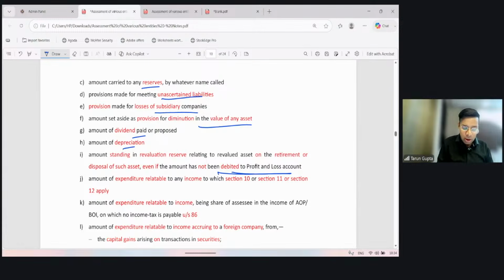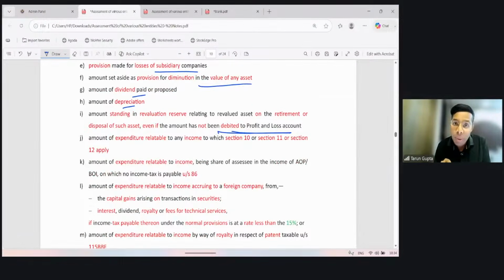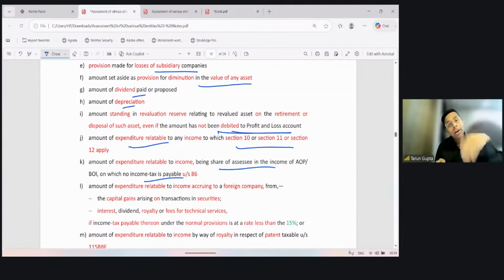Now, some income is not subject to MAT, so any expenditure in respect of such income is also added. It shall not be allowed. One such is any income referred to in section 10 or 11 or 12, so the amount of expenditure relatable to such income is added. Similarly, the amount of expenditure relatable to income being the share of the assessee in the income of an AOP or BOI, on which no income tax is payable under section 86. This means if the AOP has paid tax on such income at the maximum marginal rate, then the member is not required to pay tax.